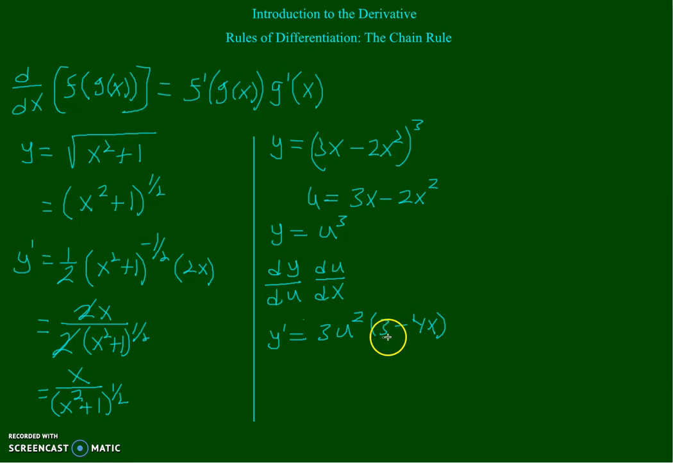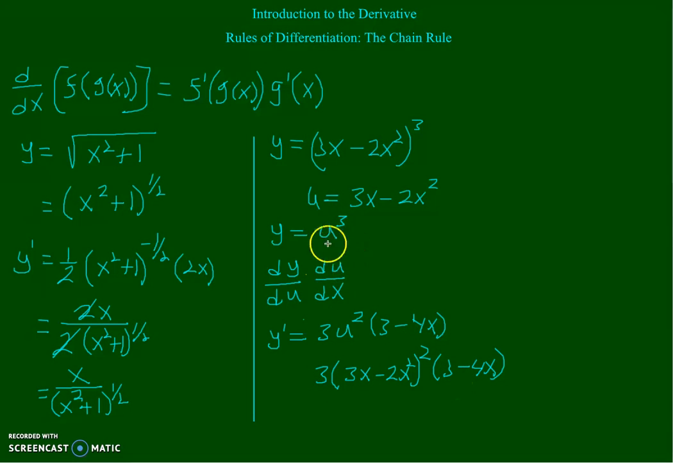And then we can go ahead and back substitute for our u term. So that would be 3 times 3x minus 2x squared times 3 minus 4x. Now, since this is completely factored, we don't want to go any further, and we're done.